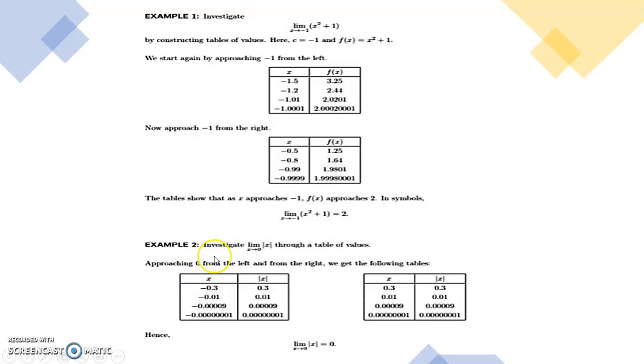Okay, another example, investigate the limit of the absolute value of x as x approaches 0. So from the left of 0, we have these values, and here we can see that the value of the absolute value of x is approaching 0. Now from the right, as x approaches 0, the value of the absolute value of x is also approaching 0. Now from that, we can say the limit of the absolute value of x as x approaches 0 is 0.